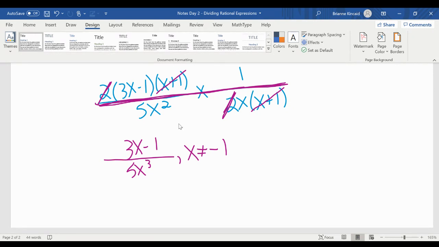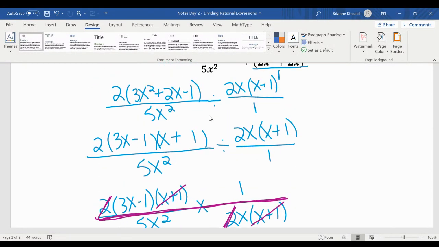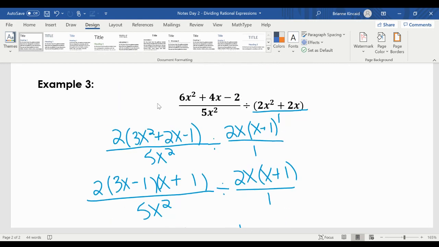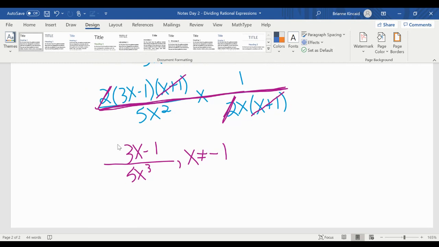Last final thing that we have to do is focus on this numerator here, 3x minus 1. We're going to go back through to the original and see if 3x minus 1 ever appears in the denominator. It's not in this step, it's not in this step, and it's not in this step. So in this case, we don't have to list 3x minus 1 as an excluded value because it only ever appears in the numerator. Your only excluded value for this one is going to be negative 1.